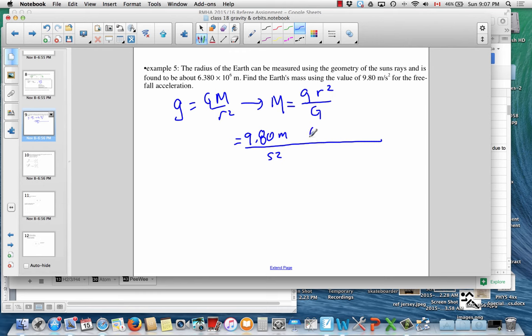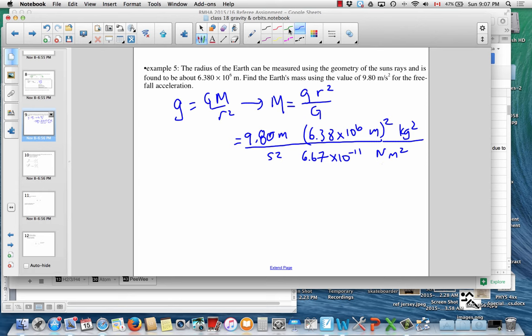The R was, well, we had that before, 6.38 times 10 to the 6 meters, and then that's all squared. And then we had 6.67 times 10 to the minus 11 power Newton meters squared per kilogram squared.